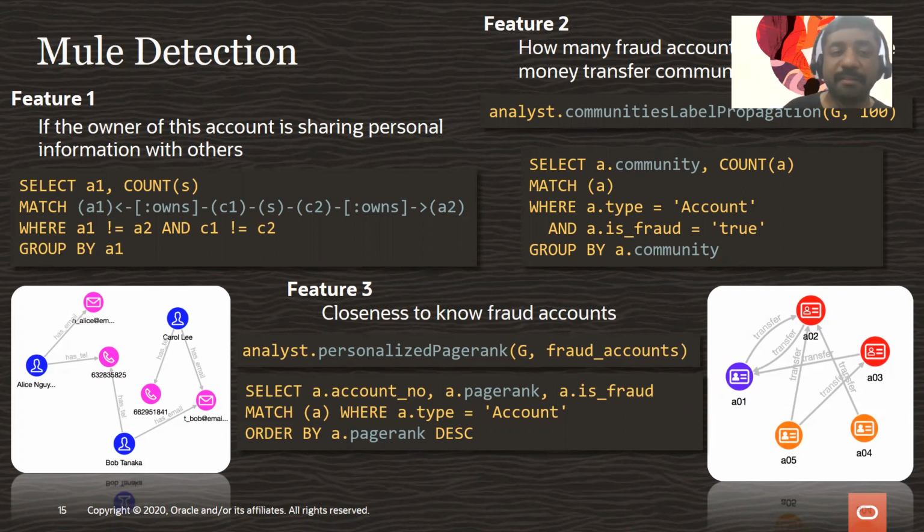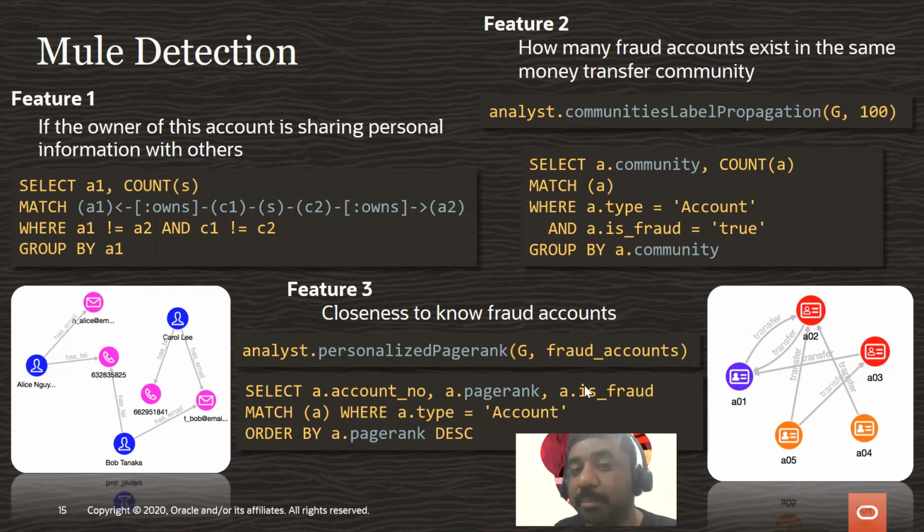Similarly, we have various algorithms like community label propagation. So how many fraud accounts exist in the same money transfer community? Let's say, for example, on the right, we have the screen wherein A01 is making a transfer to A02, and in turn, it's coming back. So if A01 is deemed or declared as a fraudulent account, then there is a chance that the accounts associated with that particular account could also be fraudulent in nature.